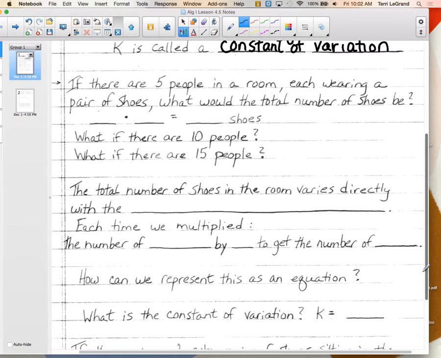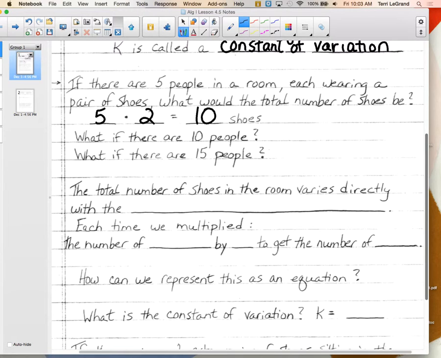Okay, let's explore a situation that might be direct variation. If there are 5 people in a room, each wearing a pair of shoes, what would the total number of shoes be? And how would we get it? 10. What do you do? Multiply the number of people by 2, because you should be wearing a pair of shoes, not Aaron the other day when he had on one shoe and the other one was laying on the floor. He still had a pair of shoes in here though. So 5 times 2, altogether there would be 10 shoes. Not pairs of shoes, there would be 10 actual shoes.